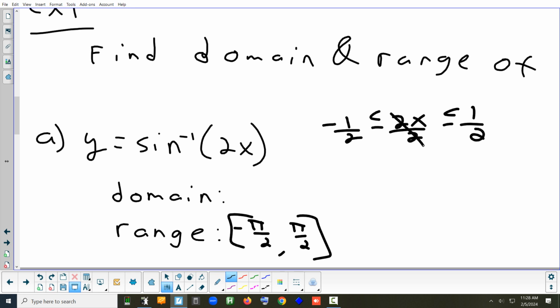How about as an interval? How would I write my domain? Well, Xavier, do you know how we write the domain?